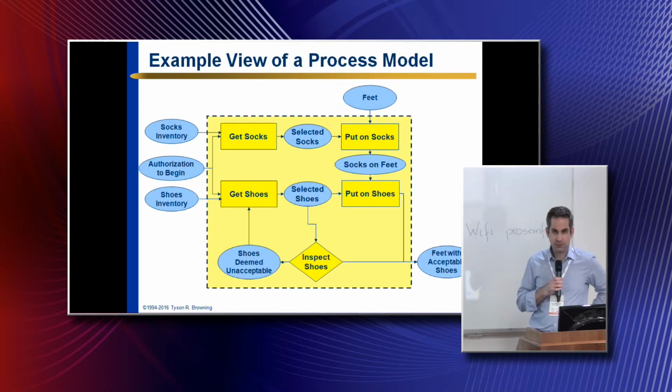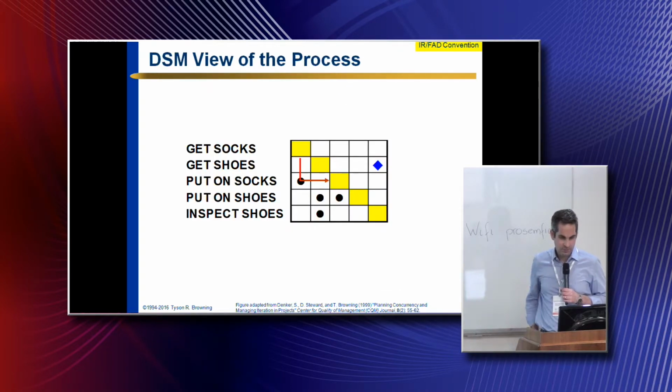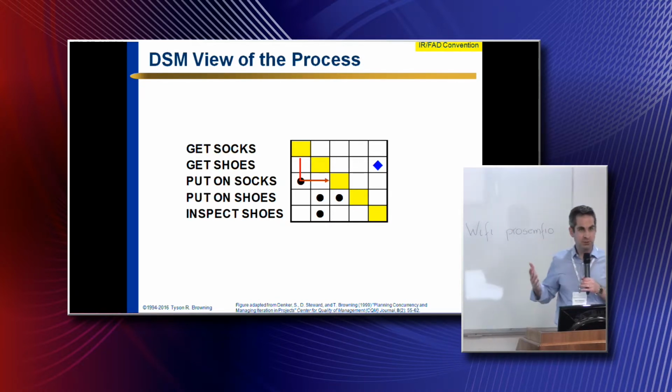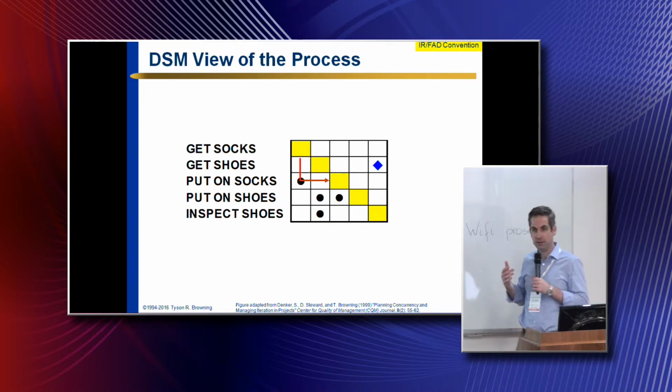So for this one, we'll start with a real simple process. You may have done this process this morning, getting and putting on socks and shoes. So 5 activities, and some deliverables or work products coming out of and going into these activities. And we can show this as a DSM, where now we have what we call upstream activities or initial activities in the process in the upper left part of the DSM, and then downstream or final activities in the lower right of the DSM.